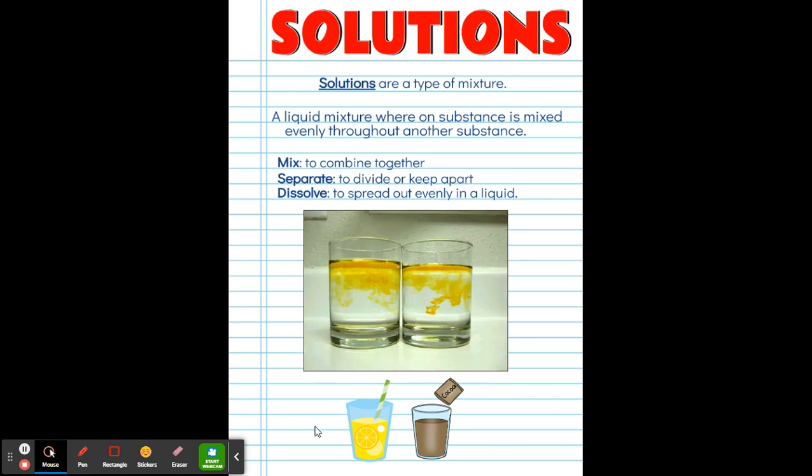So here are some things that are examples of solutions. You've got lemonade, hot chocolate. These things have different ingredients that we combine or mix together. When you mix them up, let's say that I use this powder, it's going to spread out evenly and distribute in that liquid and dissolve. And the solution, if you notice, looks like one thing.